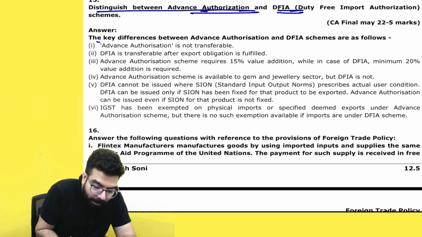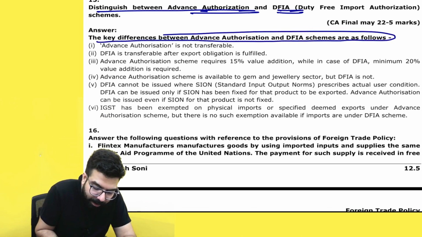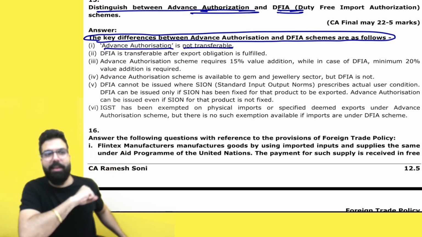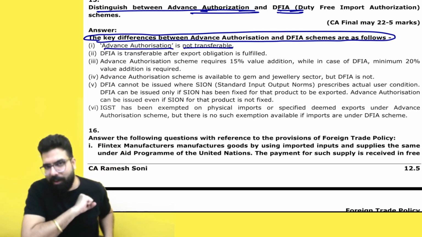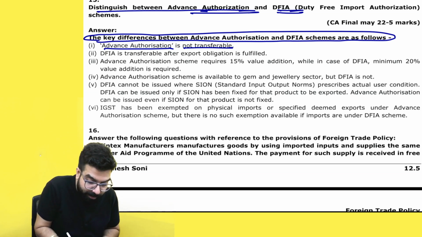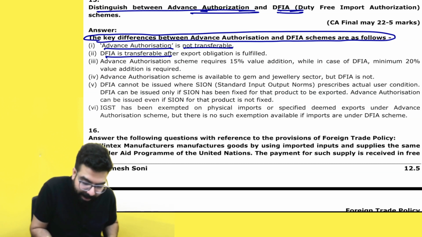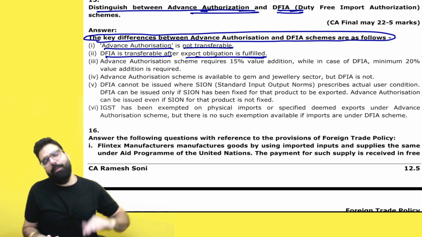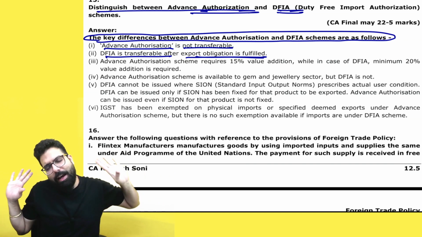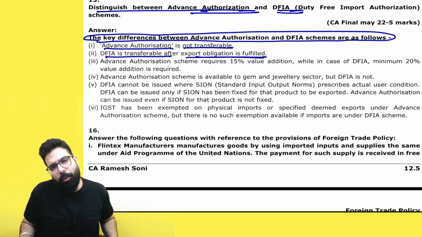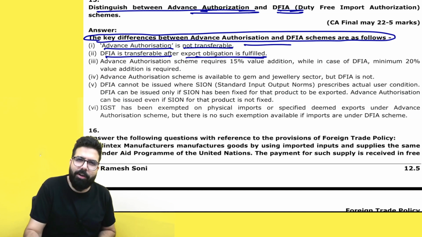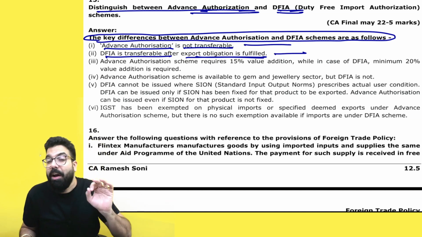They are telling over here the key difference between advance authorization and duty-free import authorization is that advance authorization is not transferable, because if it is given to me, I should only import and use the raw material, but duty-free import authorization is transferable after the export obligation is fulfilled. So whenever I have exported, and realized the foreign currency, they are telling you can transfer your duty-free import authorization. Basically, the simple difference is advance authorization is not transferable, duty-free import authorization is transferable.